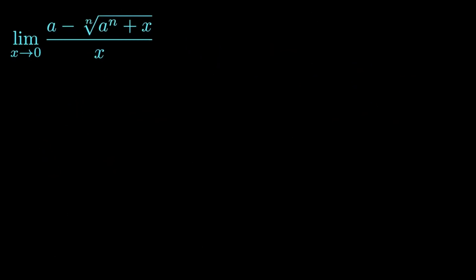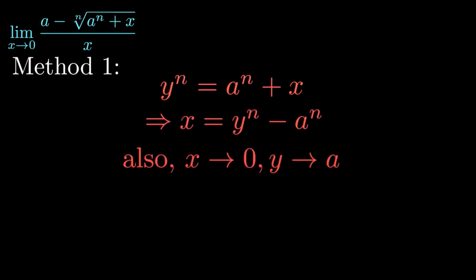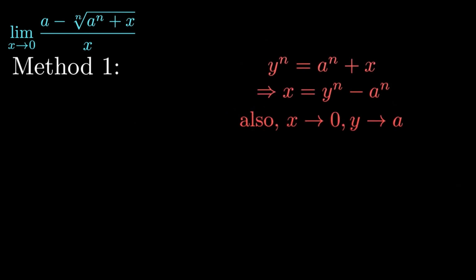So for method 1, let's begin by setting y raised to n to be equal to a raised to n plus x. This implies that x is equal to y raised to n minus a raised to n. Also, we need to incorporate this change of variable into the limit. So we have as x goes to 0, y goes to a. We get this from solving y raised to n is equal to a raised to n plus x by letting x be equal to 0, then taking the nth root of both sides of that equation.